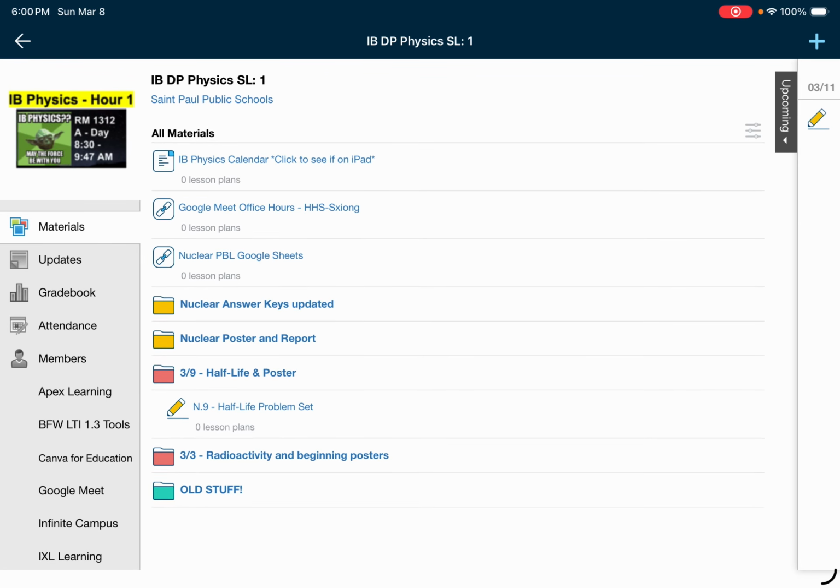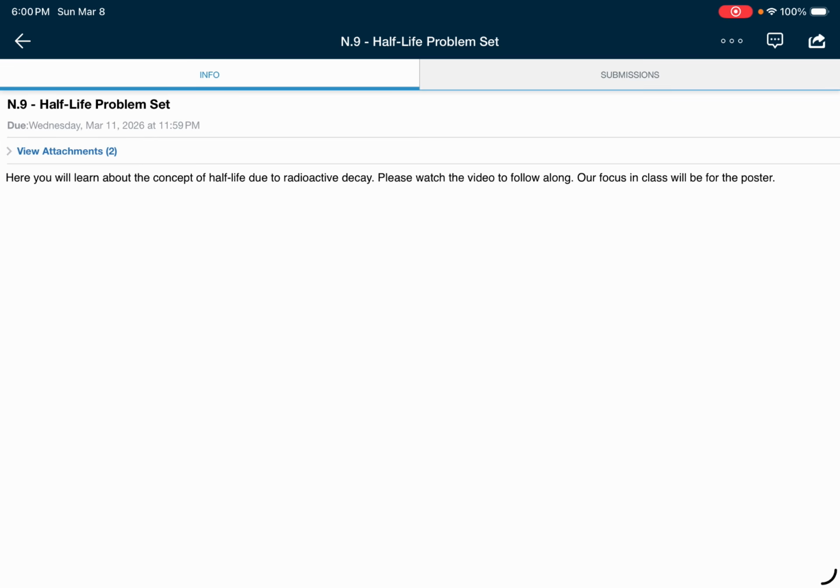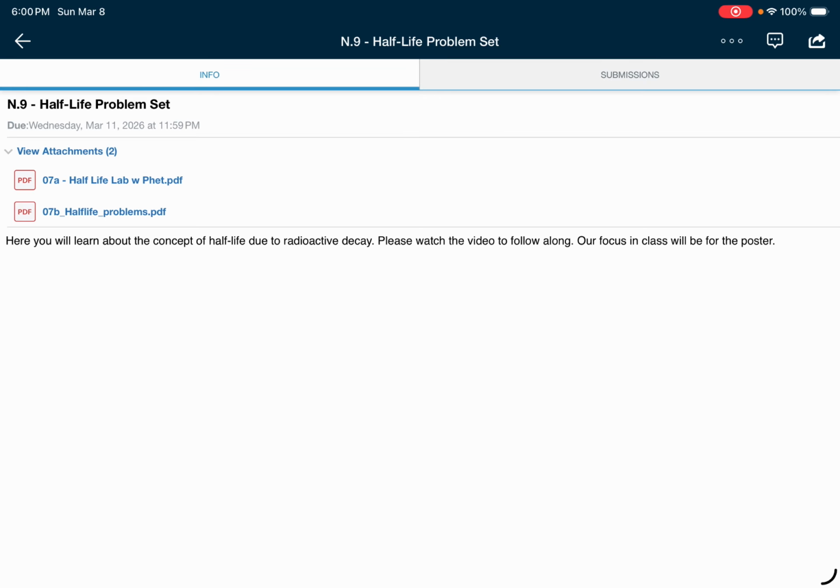Hi everyone, so today we are going to be looking at half-life due to radioactive decay. Now for this problem set there is actually two PDFs. The first one is the lab and then the second one is the actual problem set. So what we would like for you to do is to do part of the lab and then do the problem set.